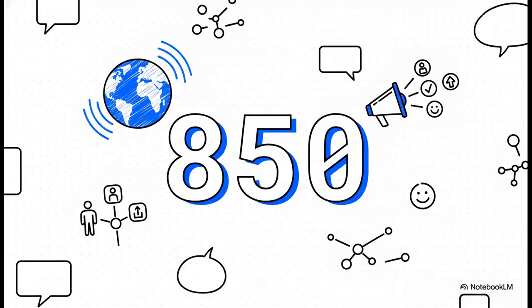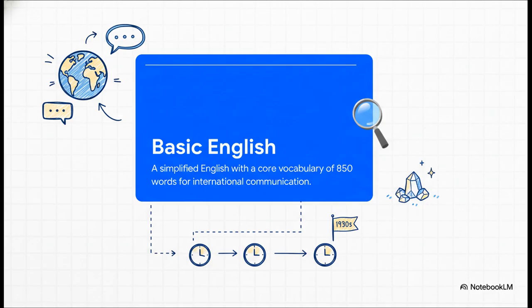That number, 850, it is not random. Not at all. It's the key to a radical idea about how we all communicate. This number refers to something called Basic English. It was a simplified version of the language created way back in the 1930s. The whole goal was to create a tool for international communication using a core vocabulary of just 850 words. And salt, well, it's one of those essential 850.